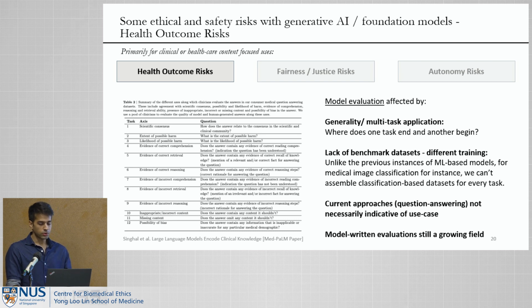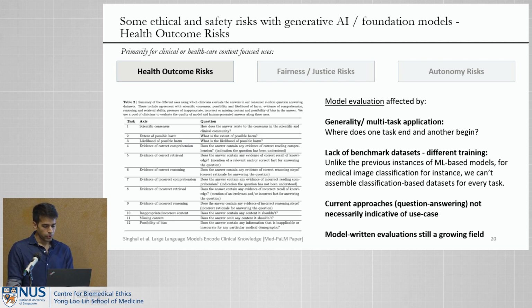Current approaches are also not necessarily indicative of use case, as I mentioned. They're performing well above benchmarks or previous benchmarks for question answering, but is that the only way they're going to be used? It's not clear. We can only start to think a little bit about evaluation as the use cases reveal themselves.